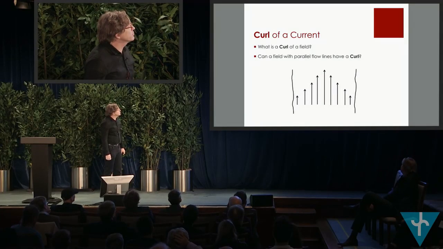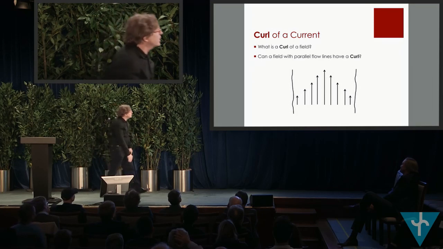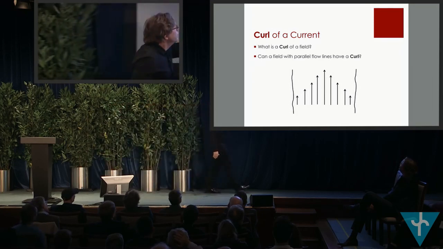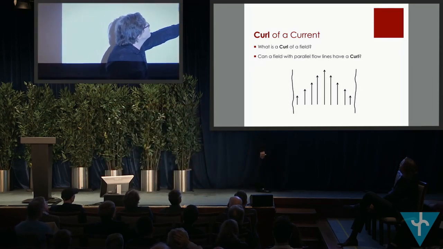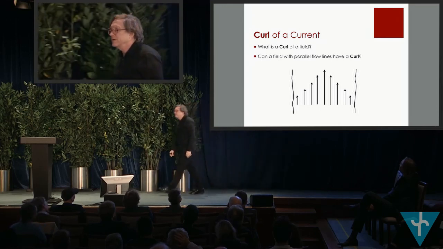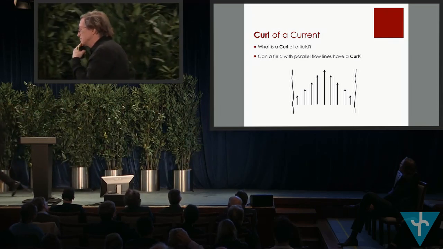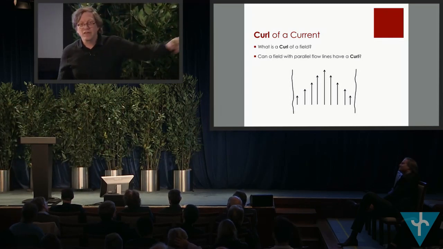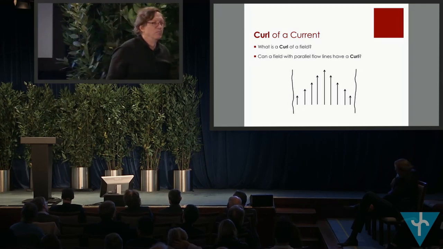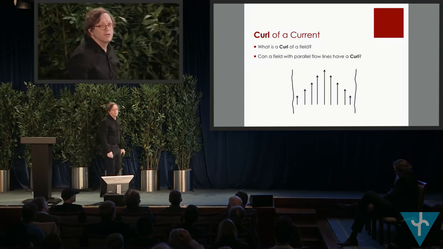Like, this is a river, nice laminar flow of water. It's slower, right? The river water is slower toward the banks and speeds up and gets really fast toward the middle and then slows down toward the other bank. And, you know, something called the curl, you'd say, that thing shouldn't have it. But it does, right? That vector field has a curl.